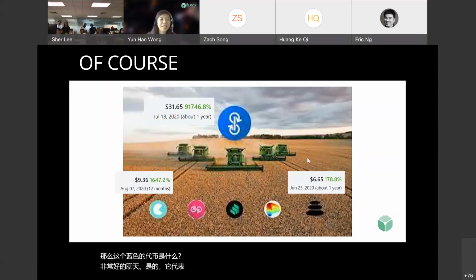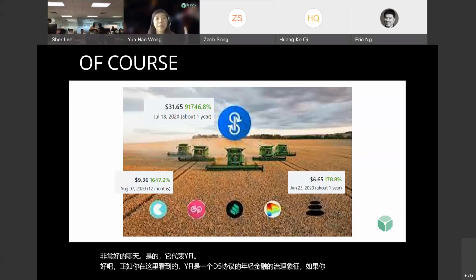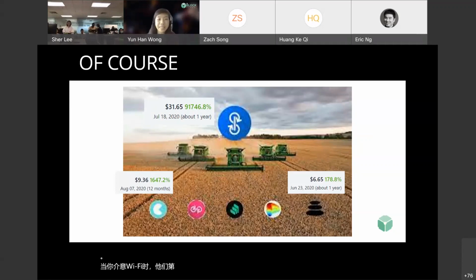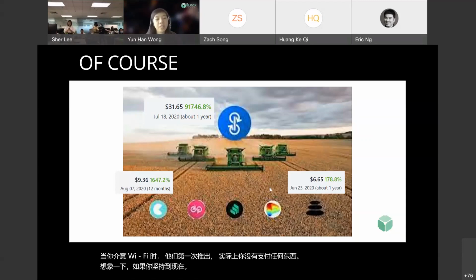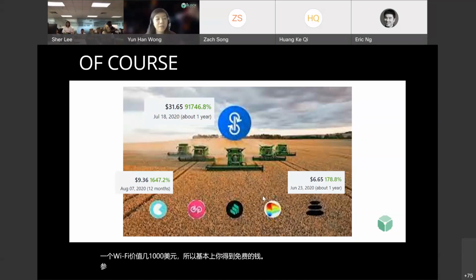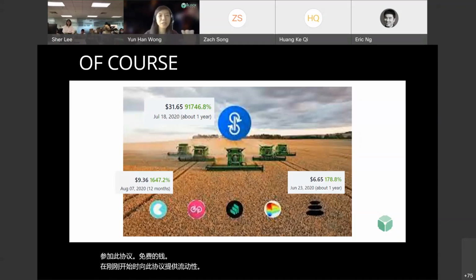All right, as you can see here, YFI is the governance token of a DeFi protocol called Yearn Finance. And if you actually participated in the liquidity mining, when you mined for YFI when they first launched, actually you didn't pay anything. And imagine if you hold until now, one YFI is worth a few $1,000s. So essentially you are getting free money from participating in this protocol, free money from providing liquidity into this protocol when they just started.